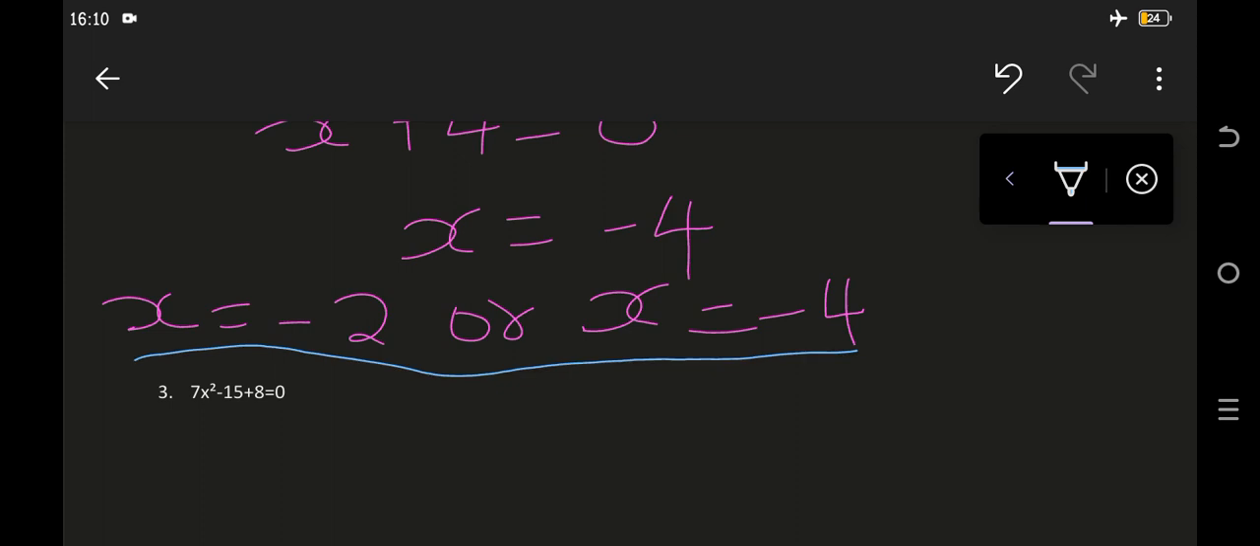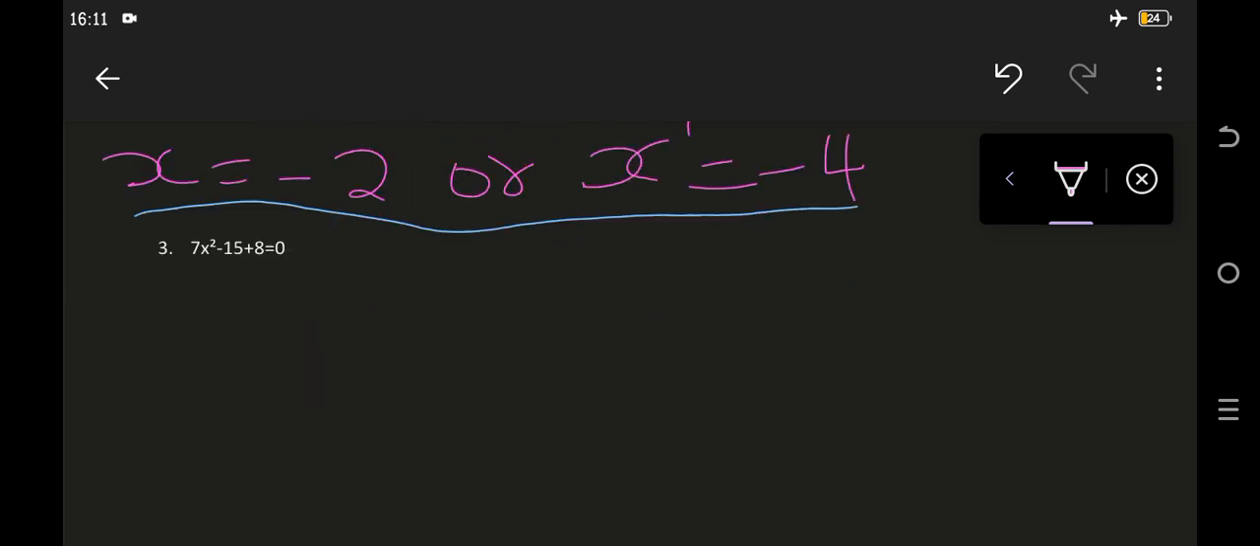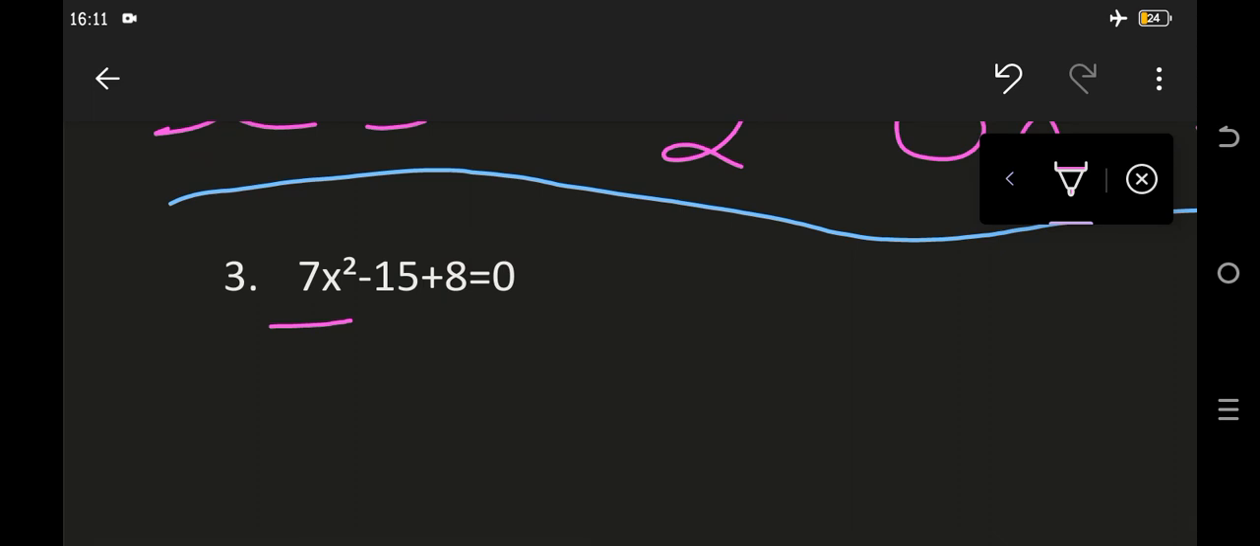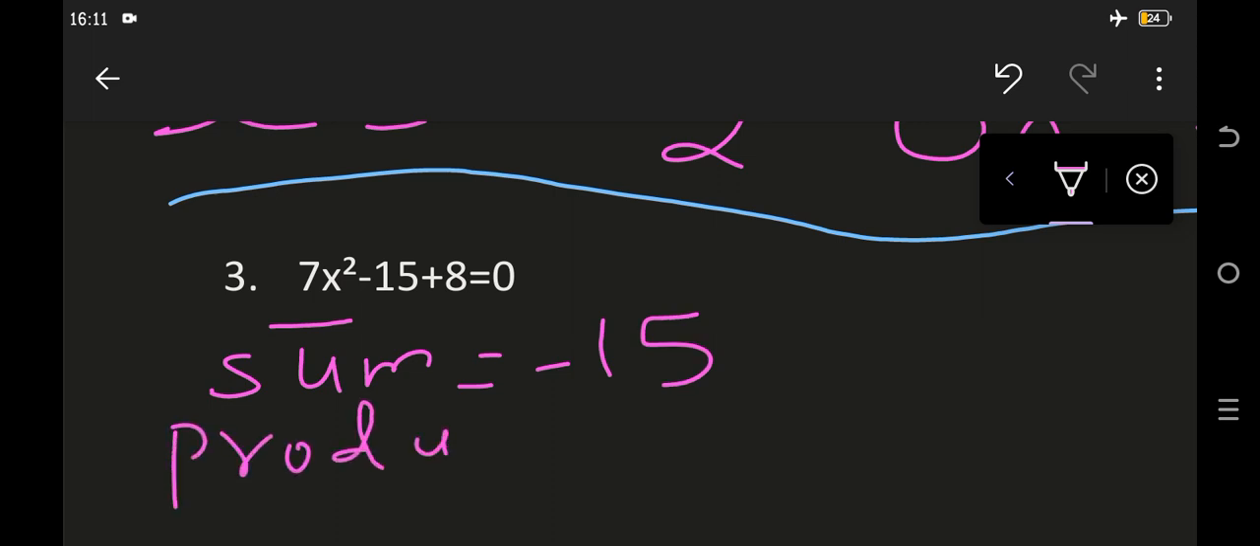Lastly, let us look at the last equation. 7x squared minus 15x plus 8 is equal to 0. Here, the coefficient of x squared is 7. It is more than 1. So we are going to look for numbers such that the sum is going to be giving us negative 15, and the product is going to be giving us 7 times 8. This 7 times this 8, that is 56.